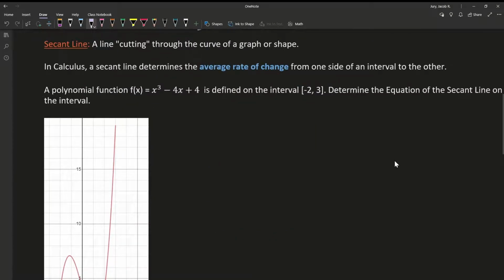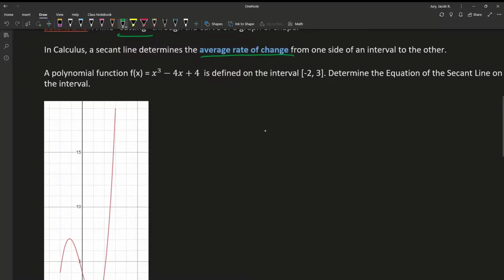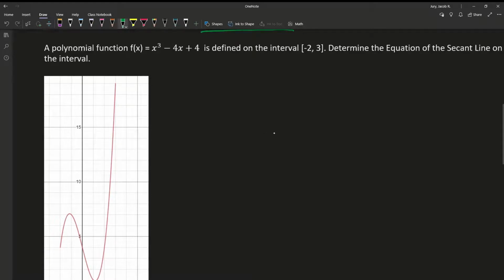Okay, so a secant line is pretty important to us in calculus because it's determining the average rate of change, and this line is pretty easy to see because it's going to look like it cuts through the curve of the graph. So this average rate of change gives us a general, or like a sweeping statement about the function we're observing.